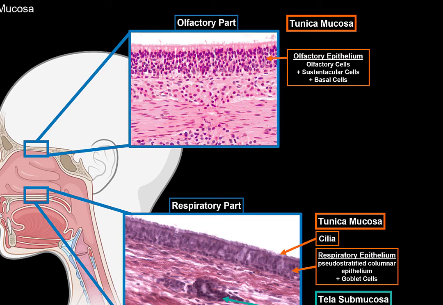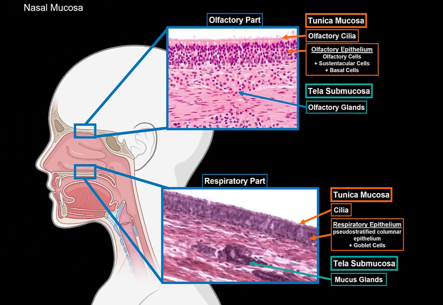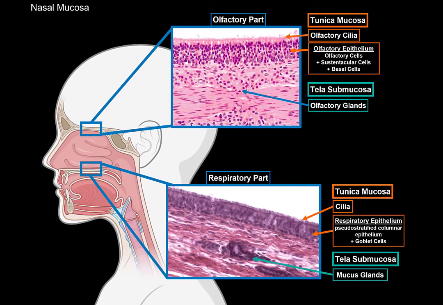Other cells you will find in the olfactory mucosa are basal cells, which are essentially stem cells to replace the olfactory and the sustentacular cells if they get destroyed. And on the top here, there's the olfactory cilia that the olfactory cells give off containing receptors. In the tela submucosa, there are olfactory glands, also called Bowman's glands, which also produce mucus. So as you see, each part of the nasal cavity has its own specific function in respiration, smelling, and even defense against any unwanted particles.